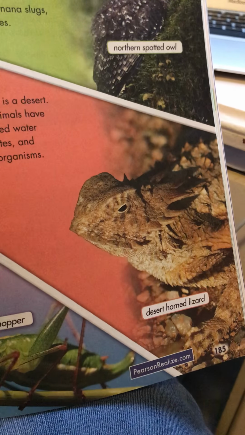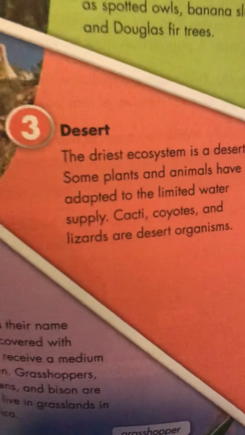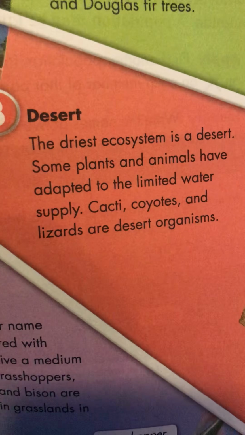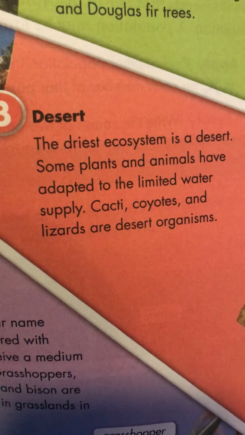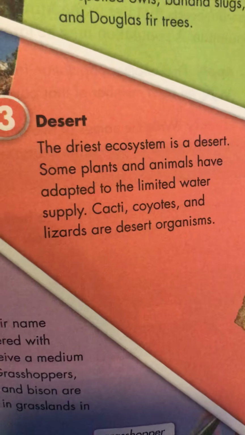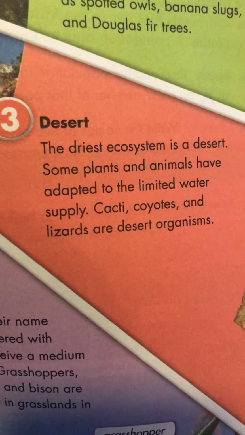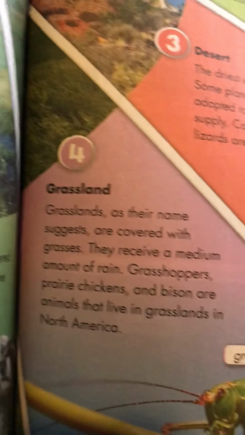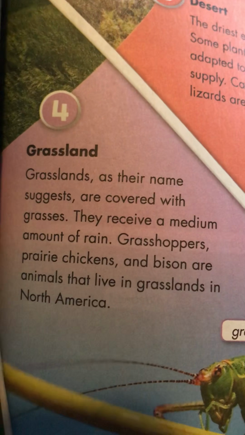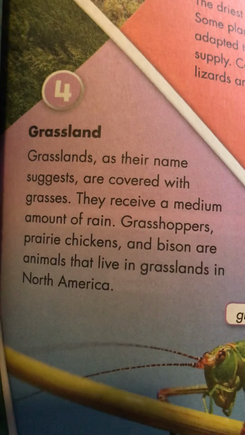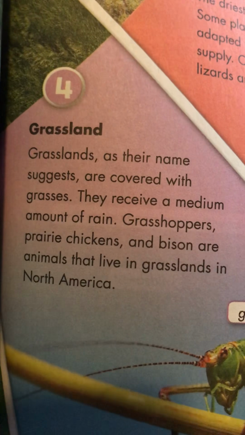Three, desert. The driest ecosystem is a desert. Some plants and animals have adapted to the limited water supply. Cacti, coyotes, and lizards are desert organisms. Grassland. Grasslands, as their name suggests, are covered with grasses. They receive a medium amount of rain. Grasshoppers, prairie chickens, and bison are animals that live in grasslands in North America.